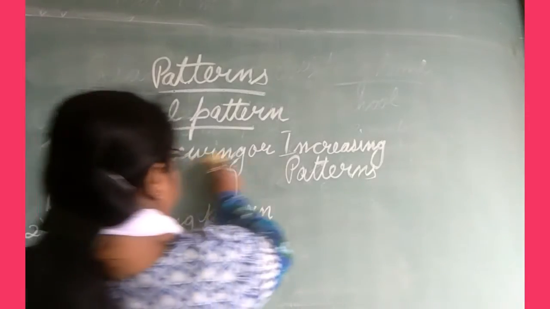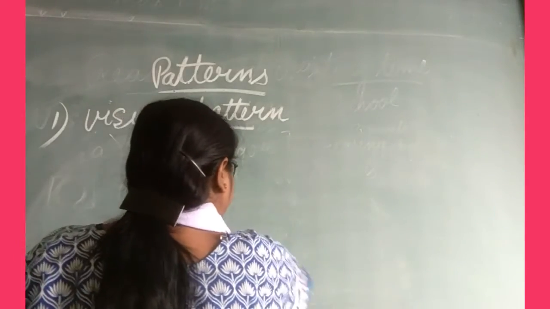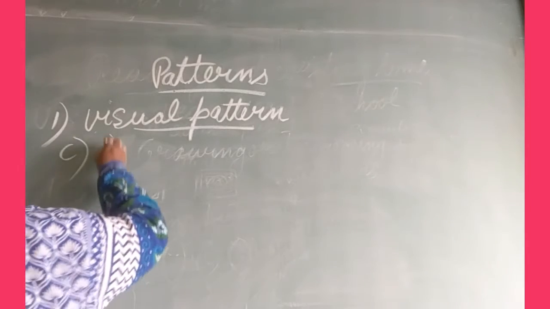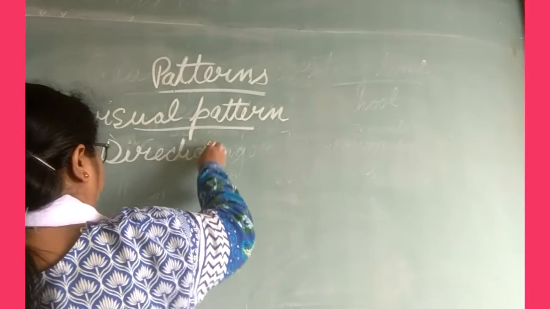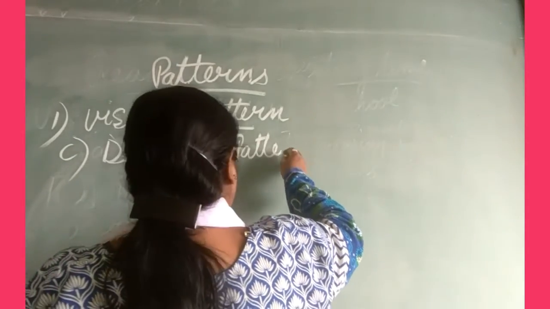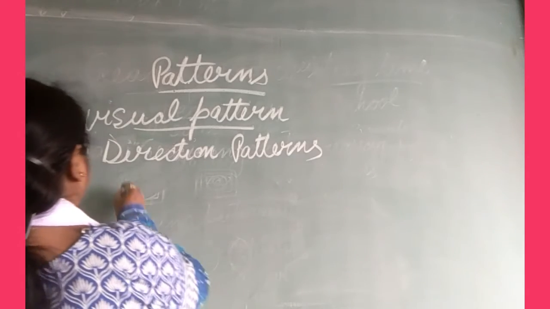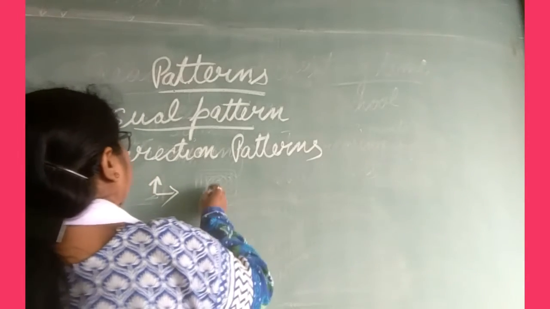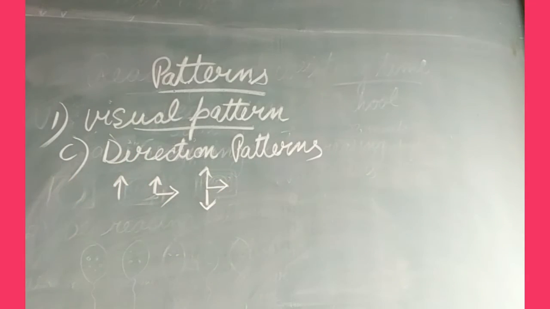Now I will show you number C. Number C is the direction pattern. In the direction pattern, number 1 has a direction like this way, number 2 has a direction like this way, and number 3 has another direction. This is the direction pattern.